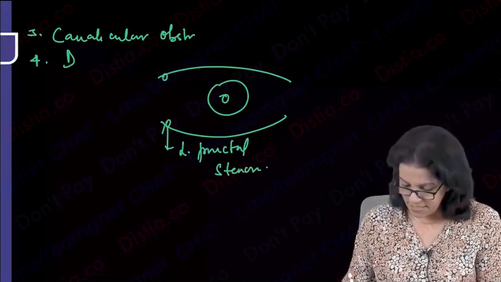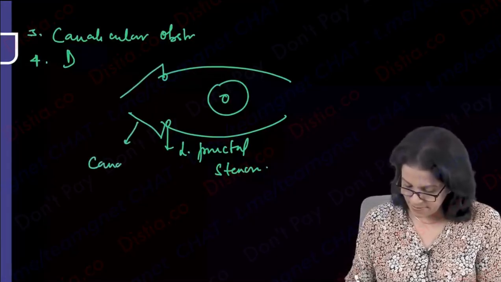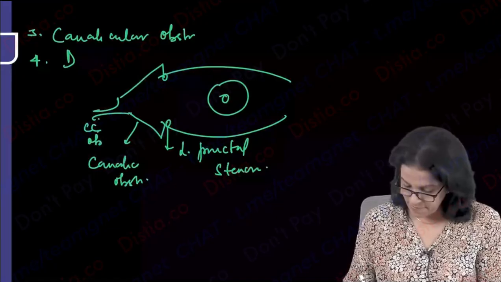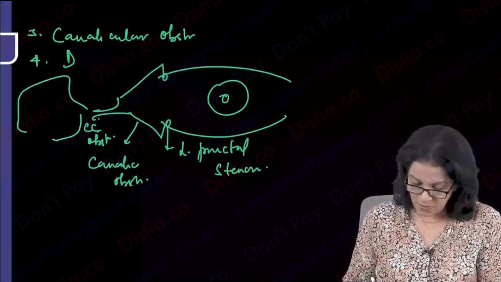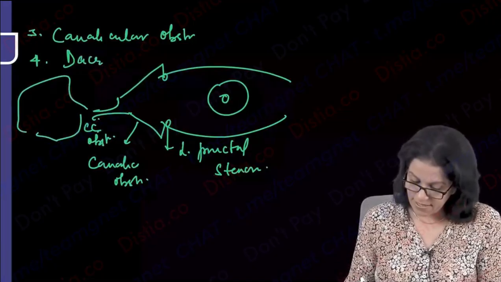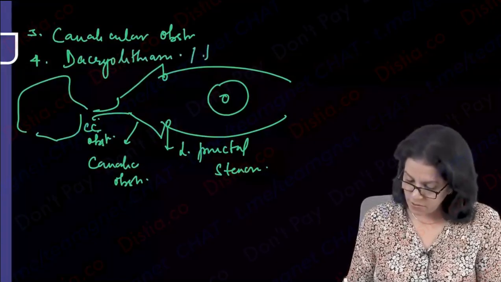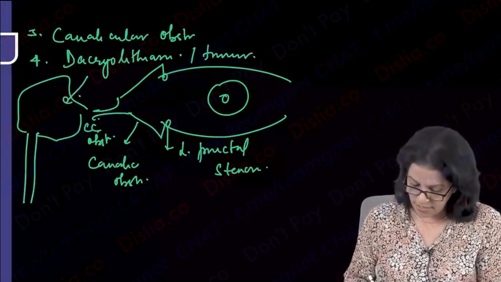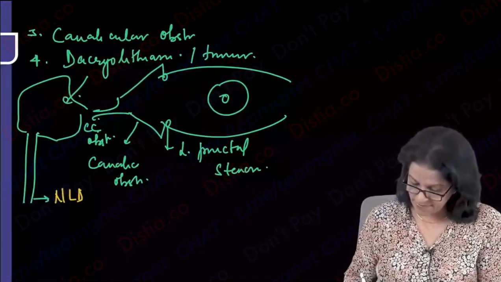Then after this, canalicular obstruction, right? Or common canalicular obstruction can also be there. And then in the sac, it could be dacryolithiasis. Any stone, tumor, even tumors, all these can lead to sac obstruction, or lastly, nasolacrimal duct obstruction.